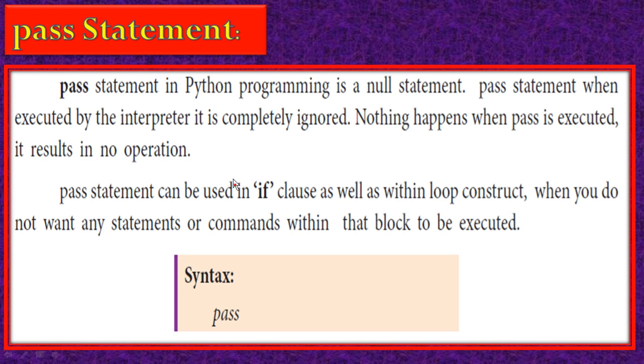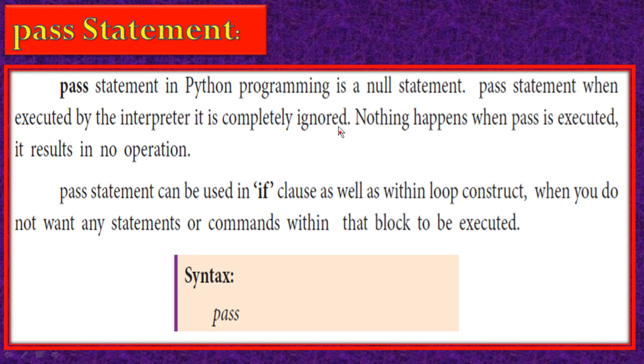But in Python coding, there are three jump statements. One is the break statement, which is used to terminate the loop structure. Second, the continue statement, which skips the remaining part of the loop and continues to the next iteration. And the last one is the pass statement. In Python programming, it is a null statement. When the pass statement is executed by the interpreter, it is completely ignored.